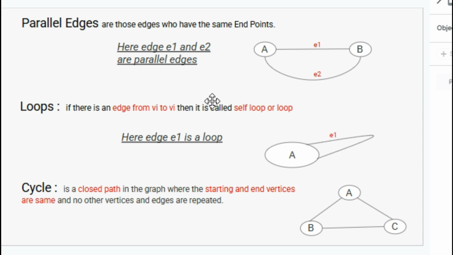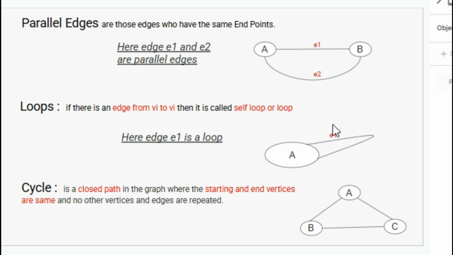Okay. Next comes loops. A loop is an edge from Vi to Vi, and it is also called a self loop or loop. See, what is a loop? A loop is like a circle. It is like a point from where you are starting and you are ending at the same point. That is a loop, right? So similarly in graph theory, a loop is when I am starting from the vertex A and I am coming again to the vertex A. I am not getting connected to any other vertex. Okay. So this edge E1 is a loop. Why? Because it is starting from A, it is ending at A.